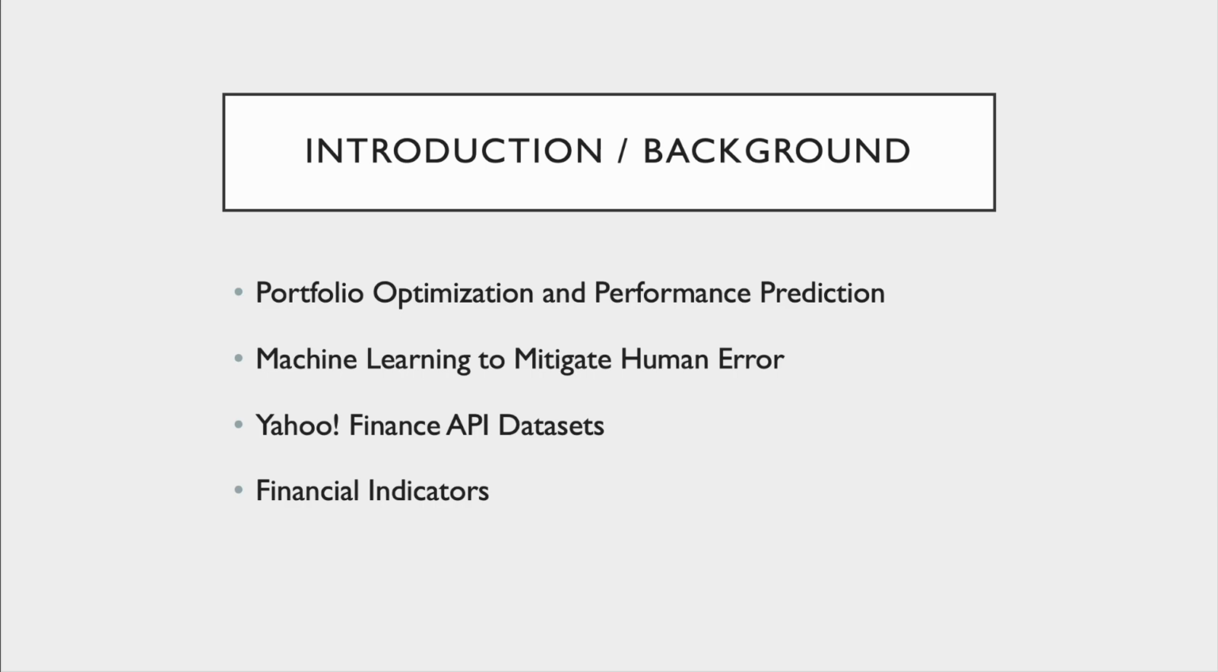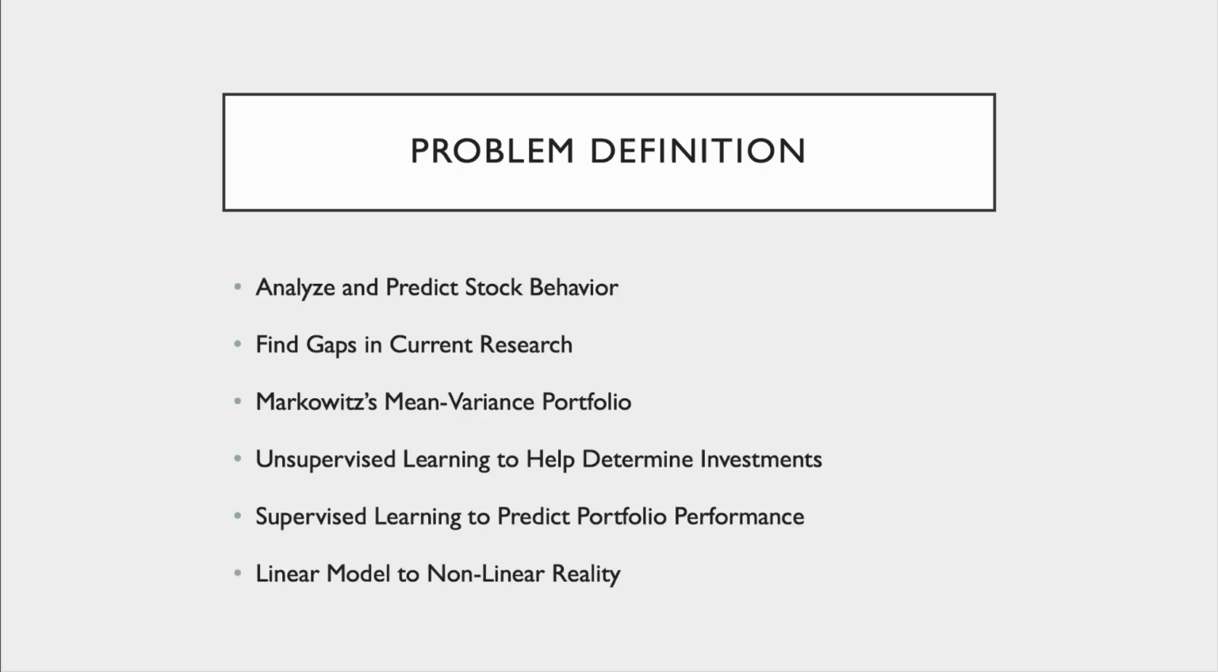With new technology, many financial institutions are turning to machine learning to mitigate human error and maximize their profit from investments. We use Yahoo Finance API datasets to pull historical stock data to calculate financial indicators such as average return, mean return, risk metric of portfolio, and many more to use for our models. Our goal was to analyze and predict stock behavior and learn more about the research currently being made. We also wanted to find gaps in current research regarding clustering specifically.